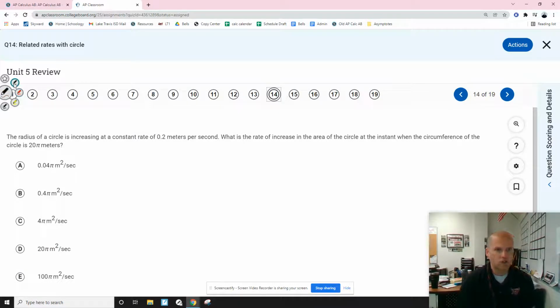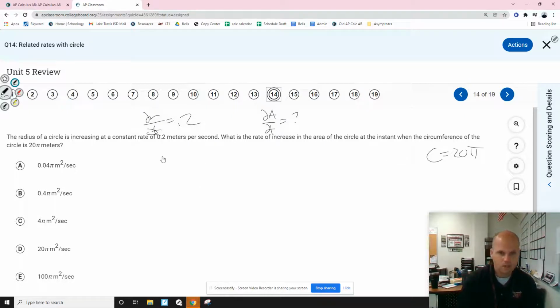The radius of a circle is increasing at a constant rate. This is just like the problem we just did. What is the rate of increase in the area at the instant when the circumference is 20 pi?